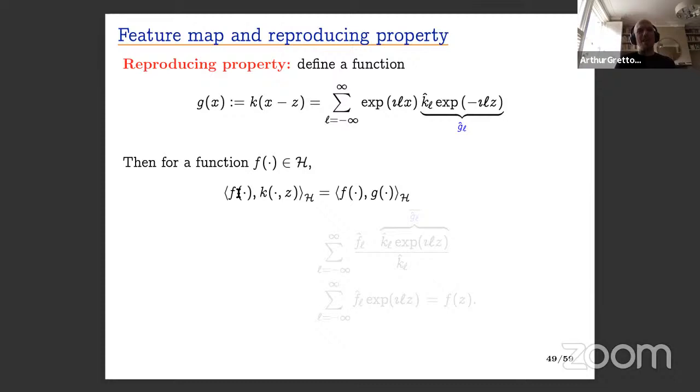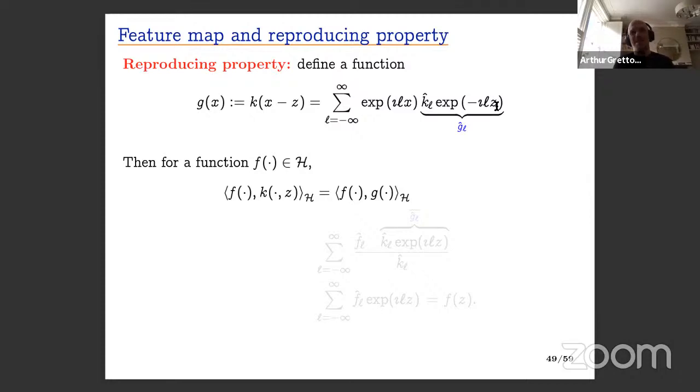Now, I need to take the dot product of F and this function here. This function is going to be my G. So my G is going to be expressed as a function of x centered at z. Think of z as the point at which my kernel is centered, and x as the argument. So it's a function of x centered at z. That means my Fourier coefficients are going to be the Fourier coefficients of k times e to the minus ILZ.